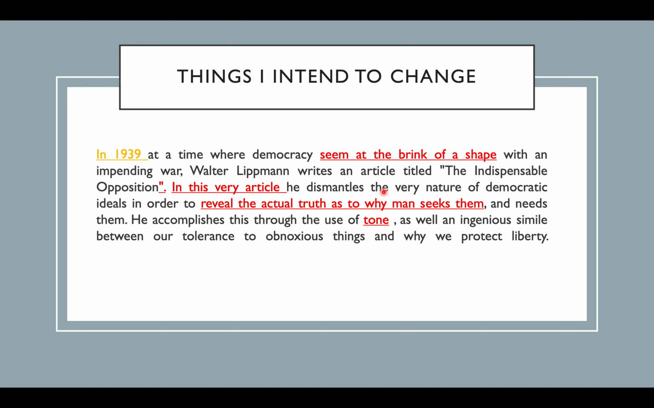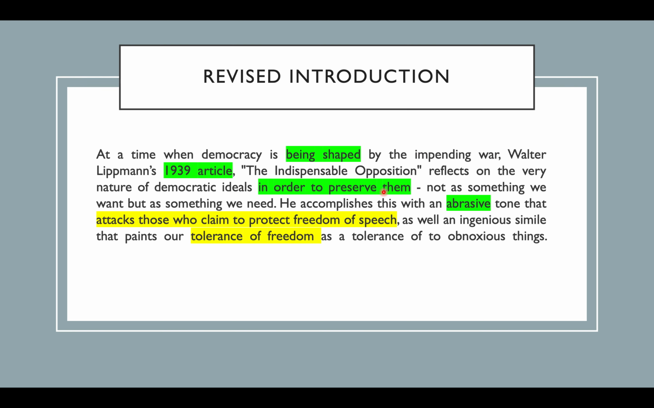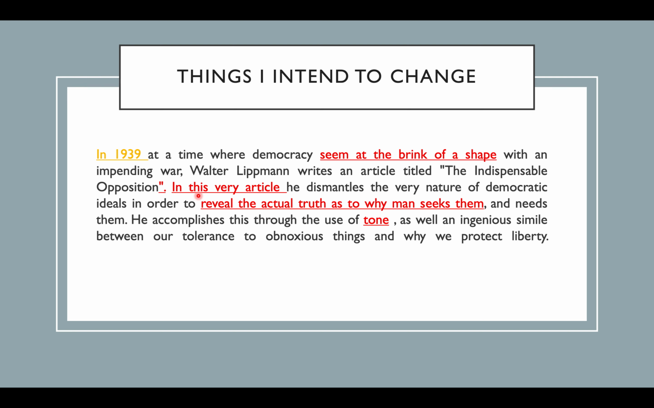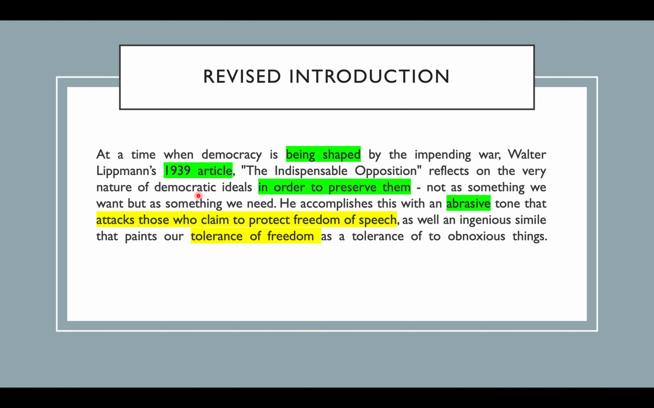So I'm going to change these things that I'm pointing out to you. So this is what it looks like now. What I've highlighted in green means that I changed that. What I've highlighted in yellow means that I just sort of moved it around, rephrased it a little bit. Okay, so as a reminder, this is what it looked like before, and here's what it looks like now. At a time when democracy is being shaped by the impending war, Walter Lippmann's 1939 article, The Indispensable Opposition, reflects on the very nature of democratic ideals in order to preserve them, not as something we want, but as something we need.